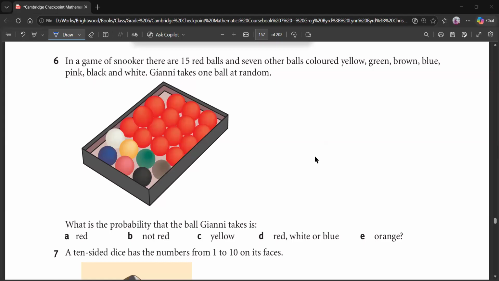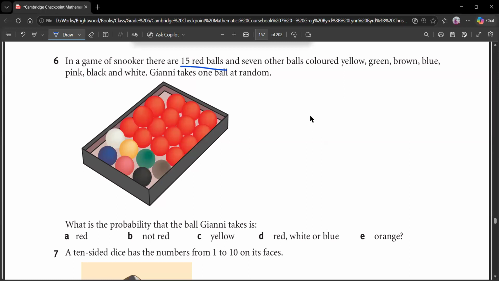Okay, look at this sixth question here. They are asking about a snooker table with 15 red balls and 7 other color balls: yellow, green, brown, blue, pink, black and white. Jenny takes a ball randomly. What is the probability that Jenny takes a red? Altogether, how many balls? 15 plus 7, 23. How many red balls? 15. So 15 out of 23.